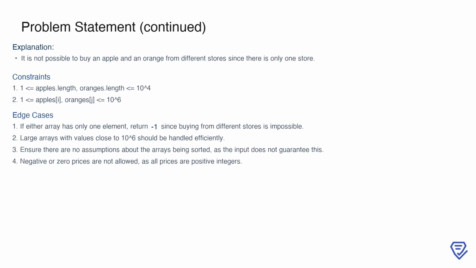In the third example, the input arrays are apples equals 1 and oranges equals 1. Here, there is only one store available. Since the problem requires the apple and the orange to come from different stores, it is impossible to make a valid selection. As a result, the output is -1.